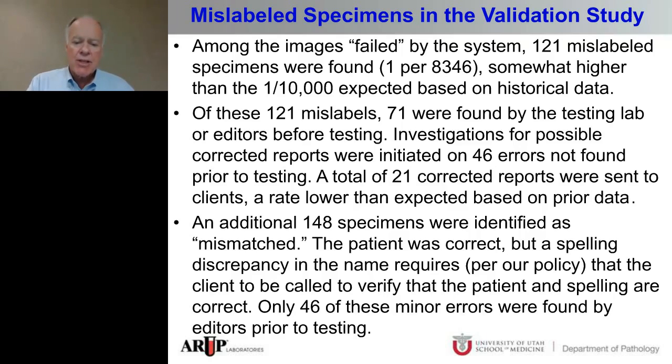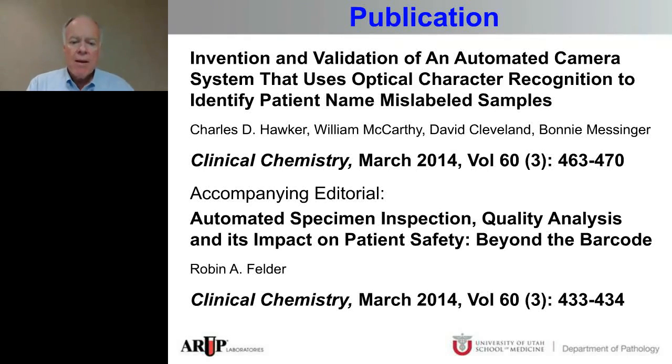As it turns out, this system found 148 of those so-called mismatched names, and employees had only found about 1/3 of those prior to testing. So that's an additional value of this OCR system. And we were very fortunate to have the publication on this system accepted and published in Clinical Chemistry in March of this year, a couple of months ago. And it was a great honor to have that article accompanied by an editorial by Dr. Robin Felder.